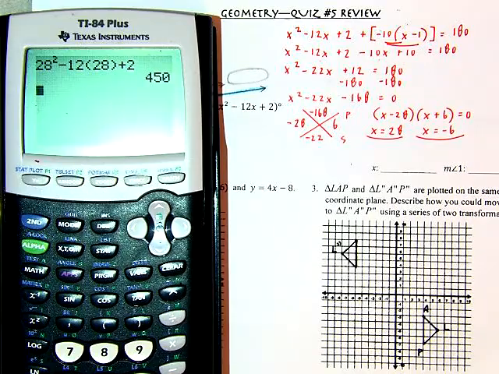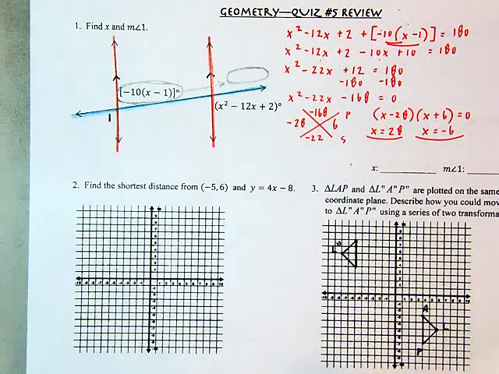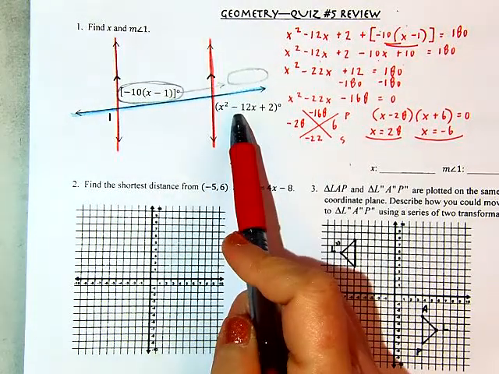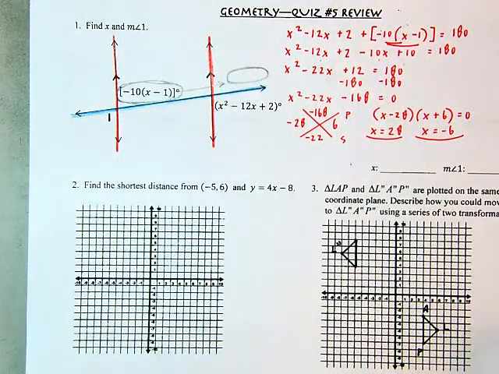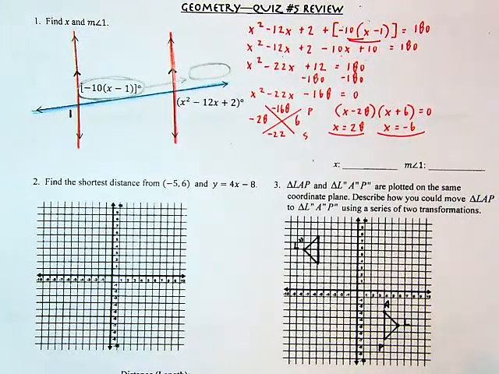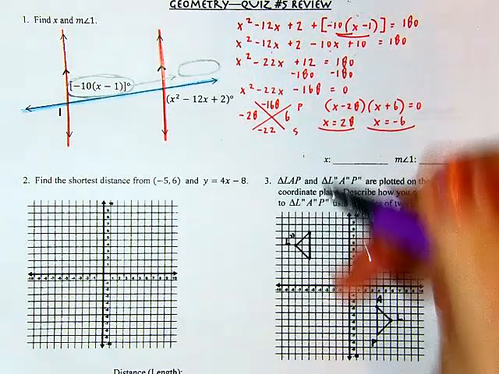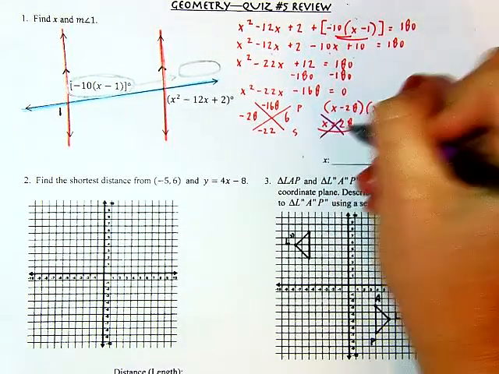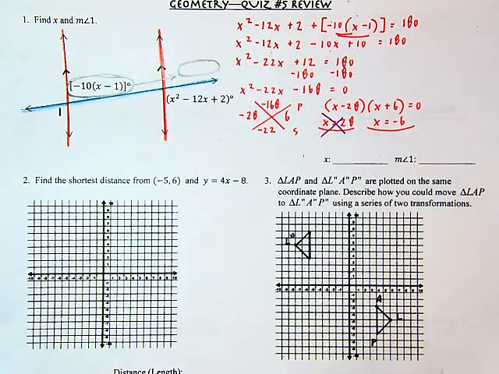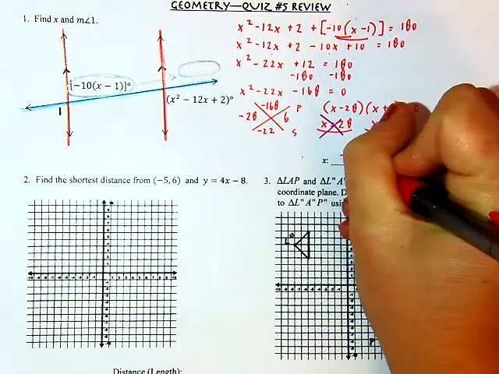Well, that gets me something way too big, right? I cannot have an angle measure that is 450 degrees, right? This can't be 450 degrees. It has to be something that is more than 0 and less than 180. So that 28 is an extraneous solution. We were able to solve for it, but plugging it back in, it doesn't actually work. So the only one that's going to work is the negative 6.